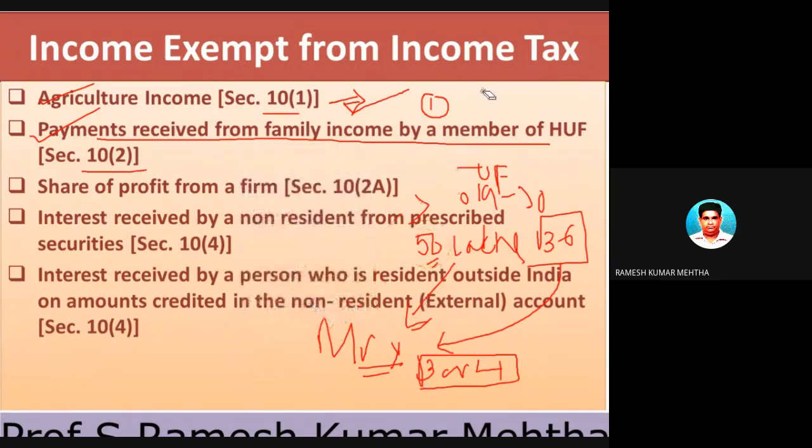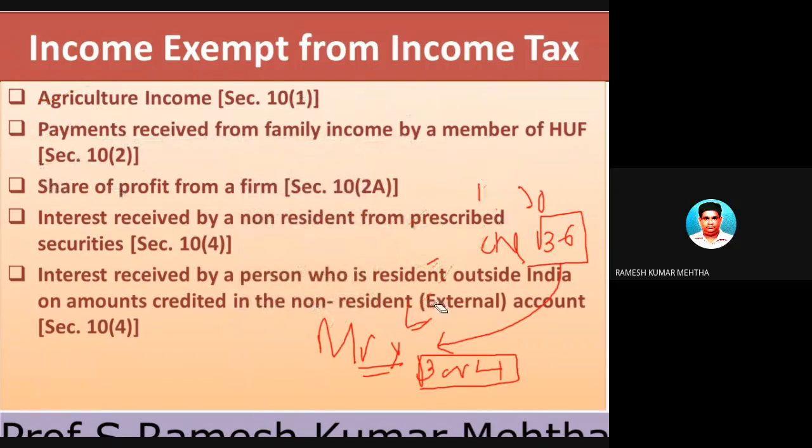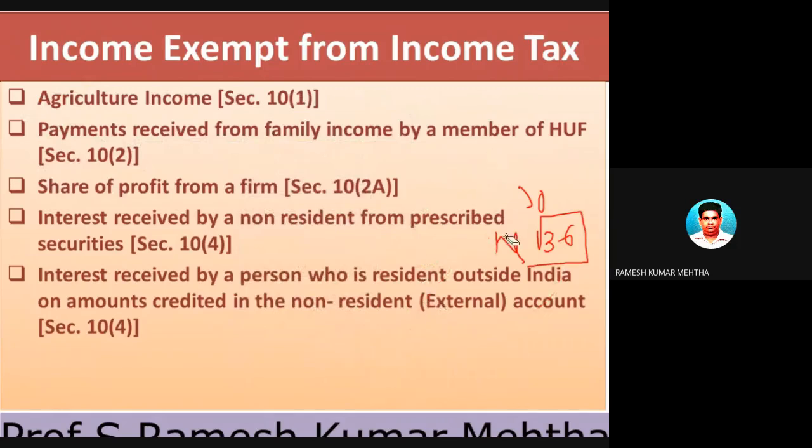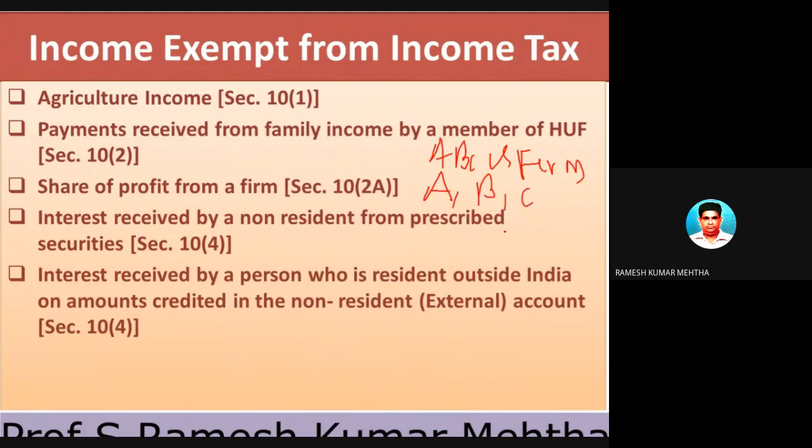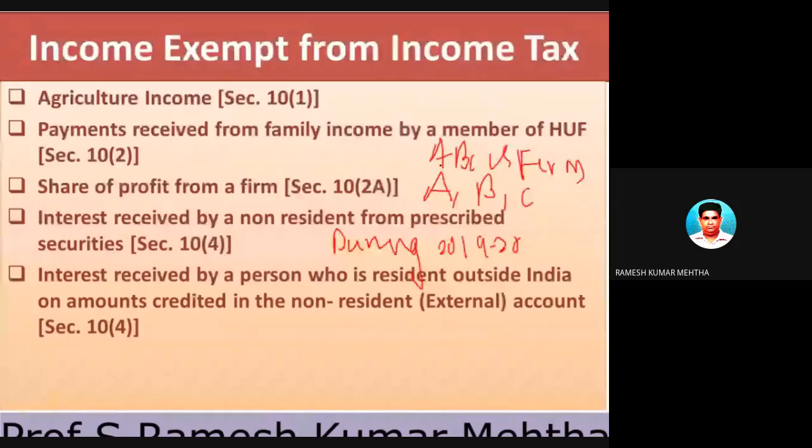Number three item is share of profit from a firm. Let's look at this example. Why is this fully exempted from tax? ABC is a firm where A, B, and C are the partners, and during financial year 2019-20, this particular firm made a profit of 30 lakh rupees.